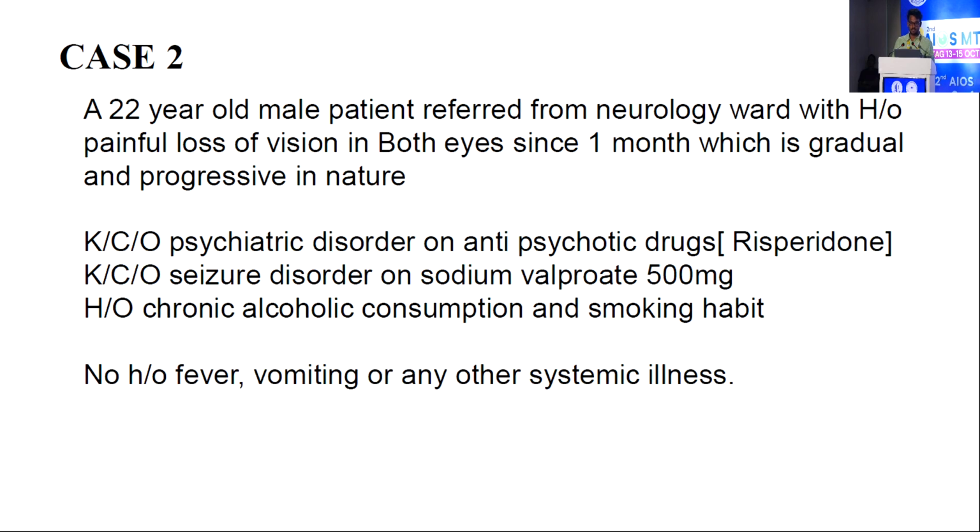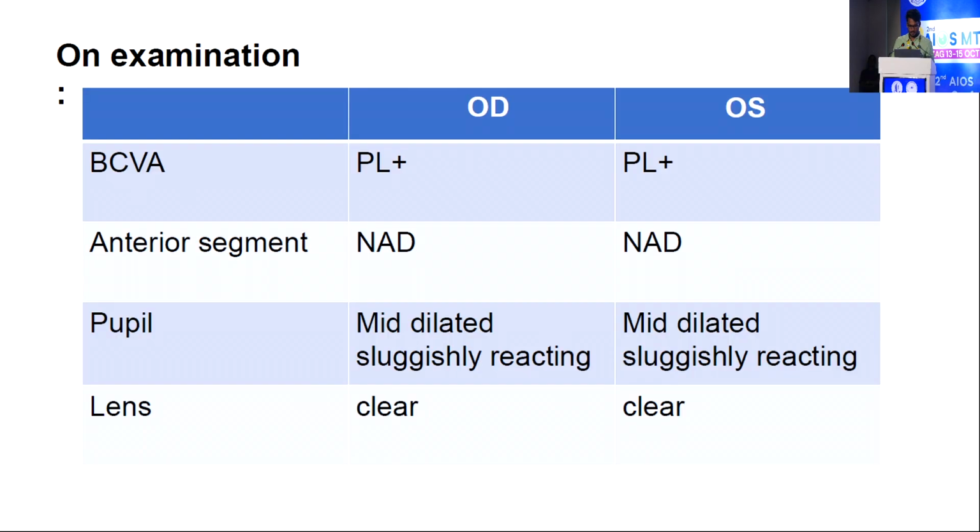Case 2: a 22-year-old male patient referred from neurology ward with history of painful loss of vision in both eyes since 1 month, which is gradual and progressive in nature, who is a known case of psychiatric disorder and seizure disorder. History of chronic alcohol consumption and smoking habit was there. No other symptoms. On examination, best corrected visual acuity was perception of light positive in both eyes. Anterior segment was normal in both eyes. Pupil mid-dilated, sluggishly reacting in both eyes. Lens was clear.